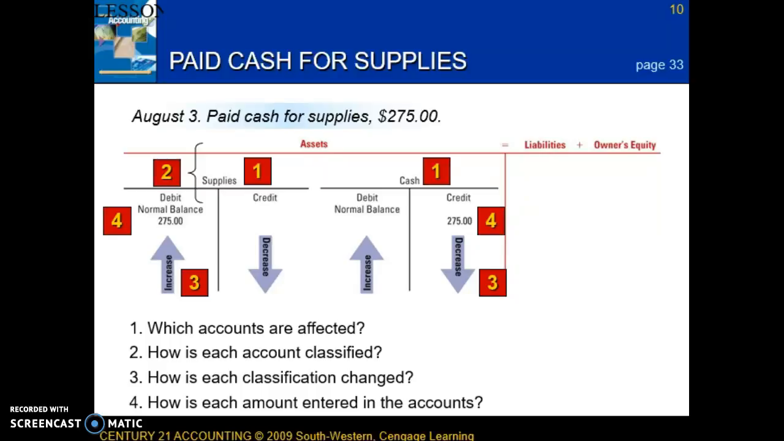How is each account classified? Like we said, they are both assets. How is each classification change? Well, since we bought supplies, supplies is increasing, and since we paid cash, cash is decreasing. So how is each going to be entered in their accounts? Supplies is going to be a debit of $275, and cash is going to be a credit of $275 as well.